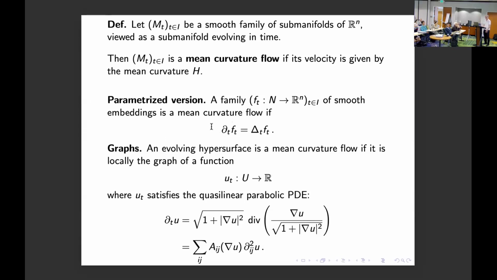If you look at the image of this parameterized guy, that will give you a mean curvature flow in this sense. Another take on this is in terms of graphs. Let's say we're in the codimension one case. You have an evolving hypersurface. Locally, it's the graph of a time-dependent function u_t, defined on some, say, open subset of R^{n-1}. The graph of this time-dependent function will be a mean curvature flow if and only if u_t satisfies this PDE. It's a quasi-linear parabolic PDE, a linear combination of second derivatives, where the coefficients depend on the first derivative.